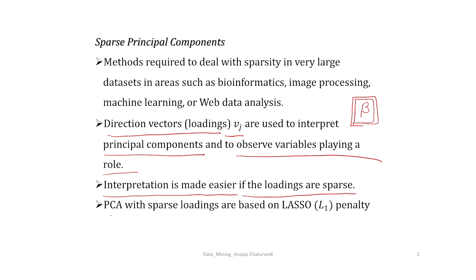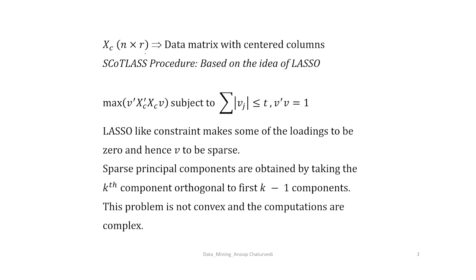Further, just like the regression problem, PCA with sparse loadings is based on Lasso or L1 penalty. So, here also we use L1 penalty for the sparsity. Now, suppose XC is an n cross r data matrix with centered columns, meaning different elements of the columns are taken as deviation from the mean of that column. Now, we consider the SCoTLASS procedure, which again uses the idea of lasso. It maximizes V transpose XC transpose XC V subject to the restriction that summation mod Vj is less than or equal to T and V transpose V equal to 1.